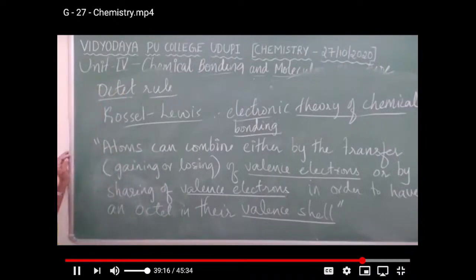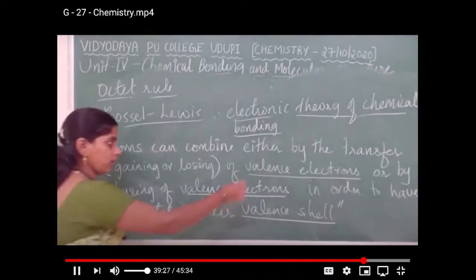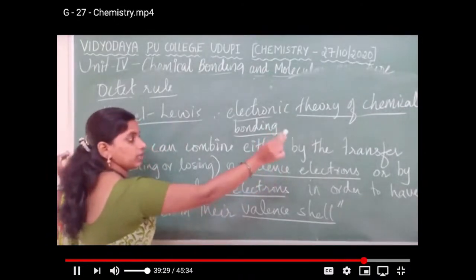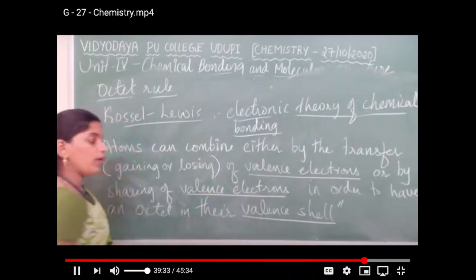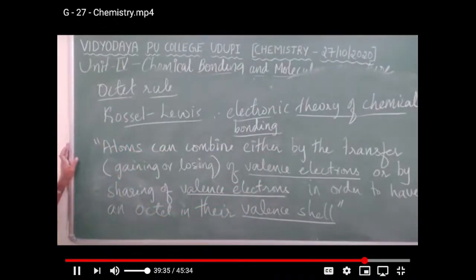This is important. Okay, octet rule is important. Statement will be asked sometimes. How it is stated? Like that we have to write. Keep in mind the important words valence electrons here also, and here valence shell. Okay.